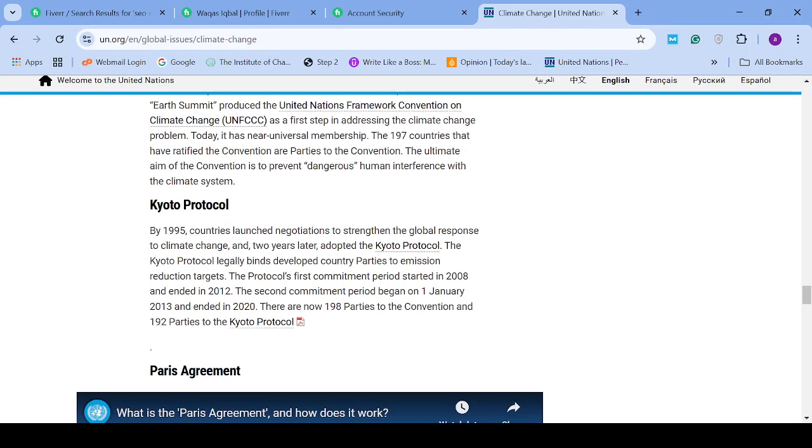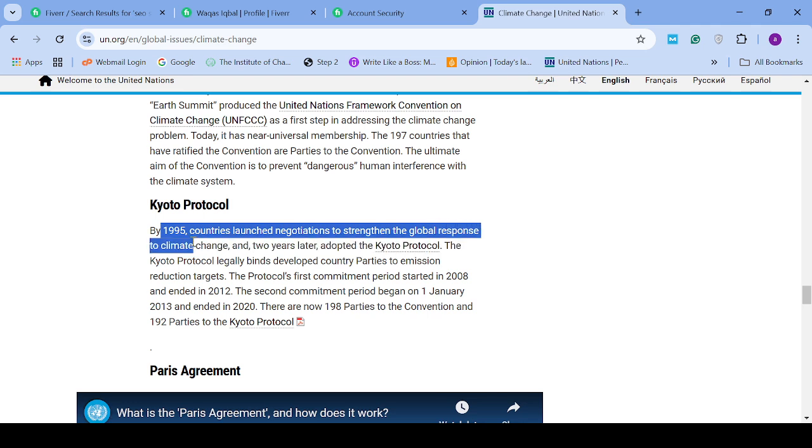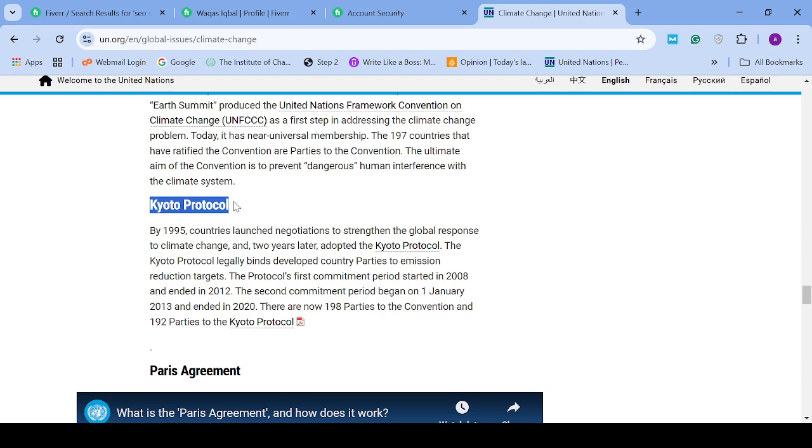So information about the Kyoto Protocol is also very important, because in 1995 countries launched negotiations to strengthen the global response. What is the Kyoto Protocol? It's a very common question. So you can always copy and paste it into your document. So what was the Kyoto Protocol?